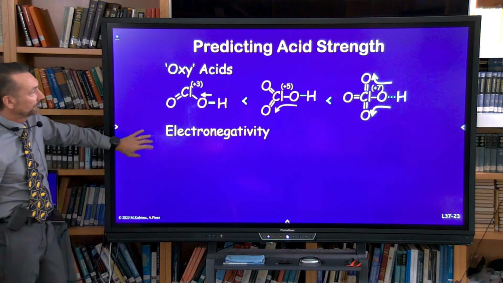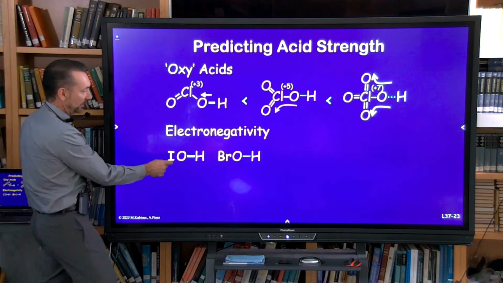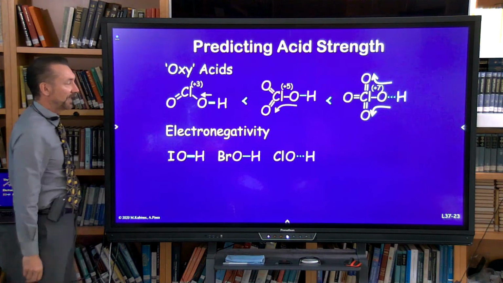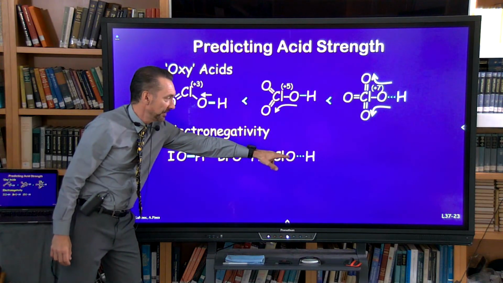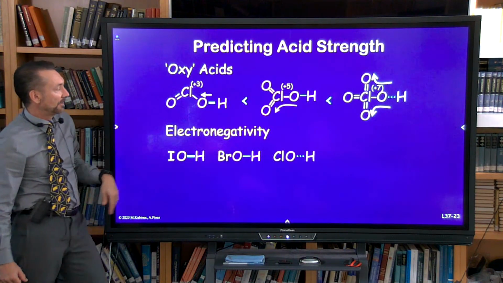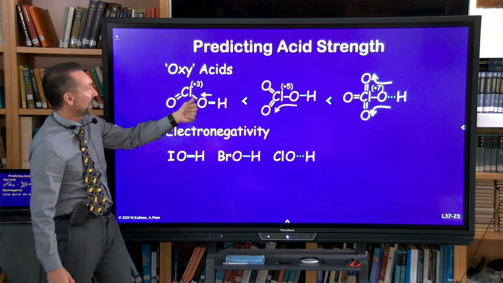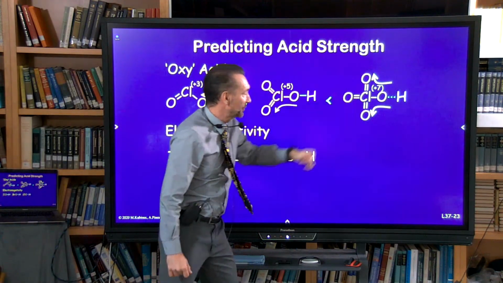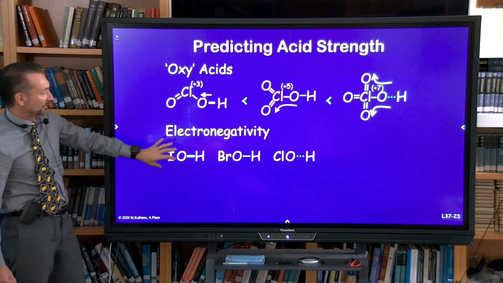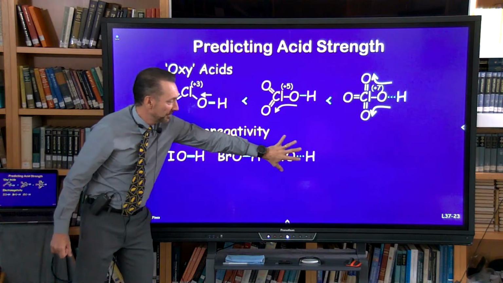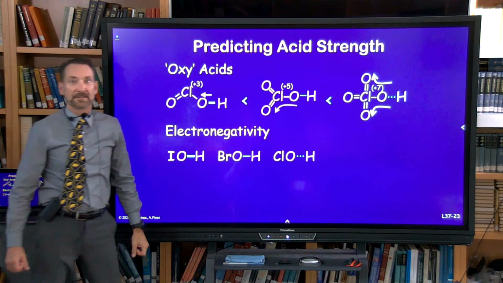Okay, and electronegativity. So here's a series of acids where the electronegativity difference is noted between an atom next door. So here it was an oxidation number of an atom next door. Here is the electronegativity, and same kind of argument. More electronegative, more electron withdrawing, stronger acid.